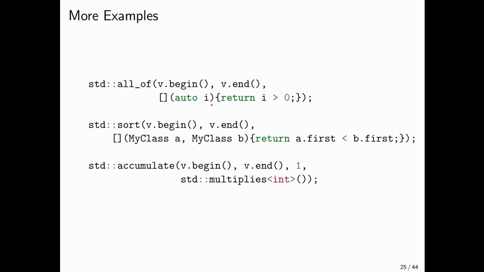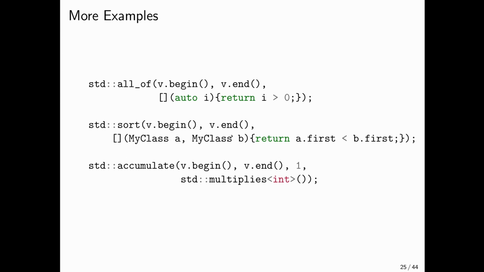The auto here basically works like a template. There will be a detailed example in the slides. Another example will be standard sort.